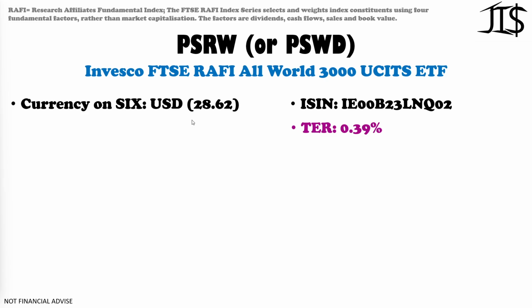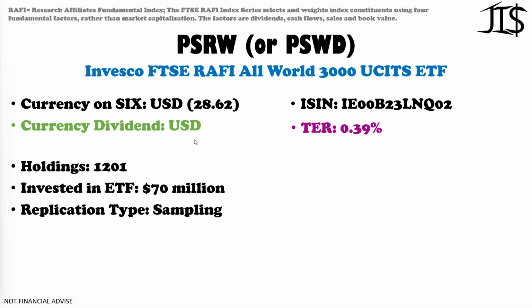And you can buy one share on the 6 for $28.62. The dividends are being paid out in US dollars as well, and there are 1,201 companies in this ETF. Only 70 million invested into this ETF, so also on the lower end, just like the second one that I mentioned in this video, and it's a sampling ETF.